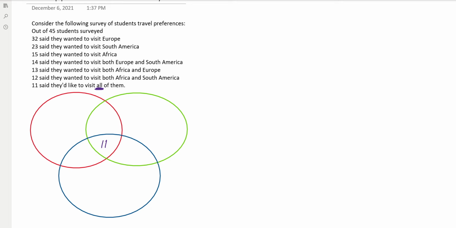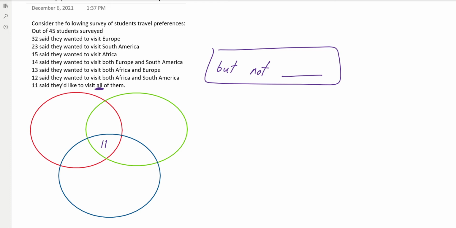If any of them says "but not" something, that would be a really good hint that you can probably deal with it right away. But none of ours do that. So what we want to do next is take a look at the next level. Actually, first we should probably label. Let's go with Europe, Africa, and South America.